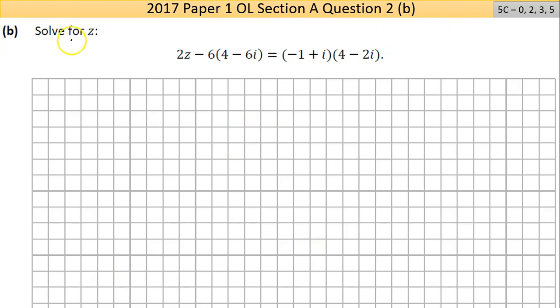We're on part B here, solve for z. If you see here, you have z, you have an i. So really the unknown is z. So like any algebra, you want your unknown on one side, and you want everything else on the far side. I'm going to go left to right first and see can I simplify it.